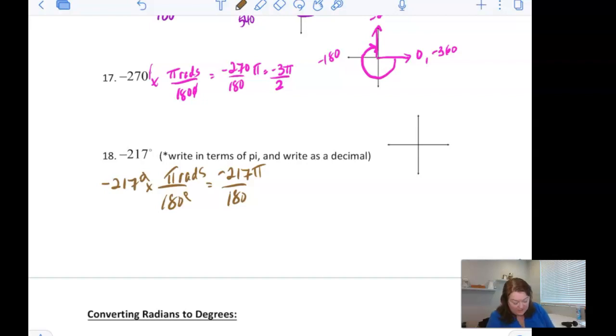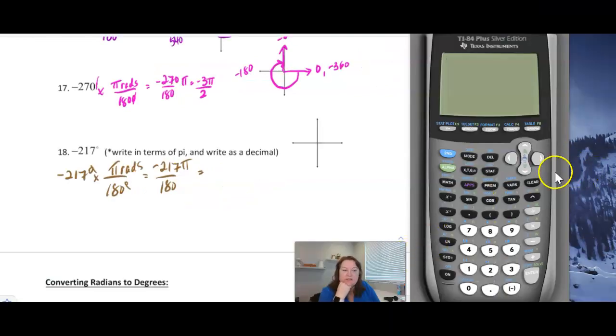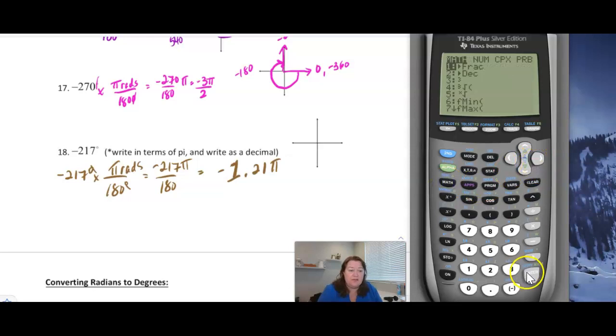There you go. And then you could also write it as a decimal pi, which let's go see if I have a calculator here. So I readjusted my screen some here so I could figure this out. So I'm going to do 217 divided by 180, and the decimal it's going to give me is negative 1.21 pi radians. Again, just to make sure I didn't miss anything, I'm going to go to math, turn it into a fraction, and make sure there's no other fraction. Nope, that's it. That's the only fraction that would have worked. So write it as a decimal.